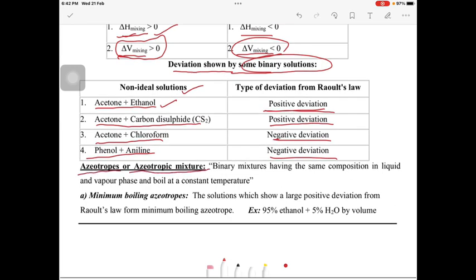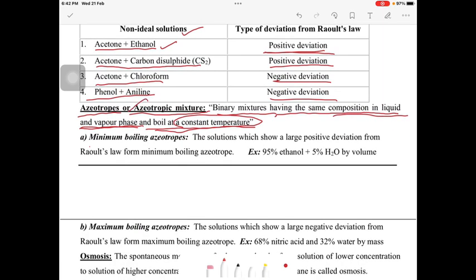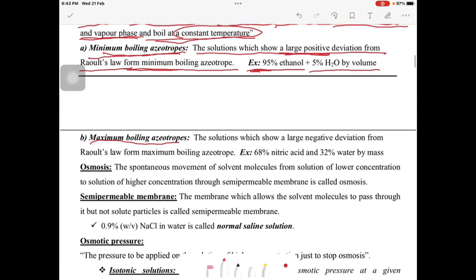Azeotropes or azeotropic mixtures: binary mixtures having the same composition in liquid and vapor phase and boiling at a constant temperature. Azeotropic mixtures are classified into two types: minimum boiling azeotrope and maximum boiling azeotrope. Solutions which show large positive deviation from Raoult's law form a minimum boiling azeotrope. Example: 95% ethanol and 5% water by volume.